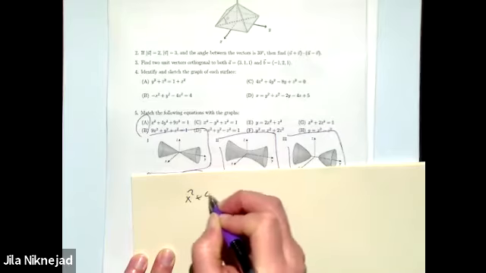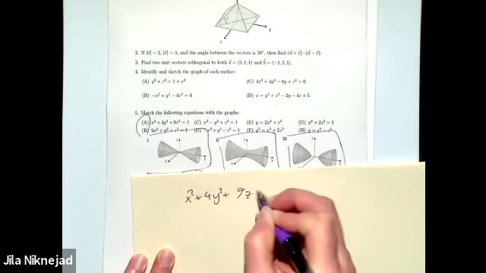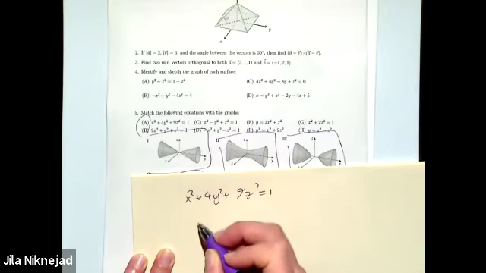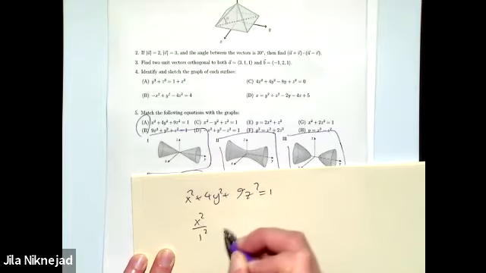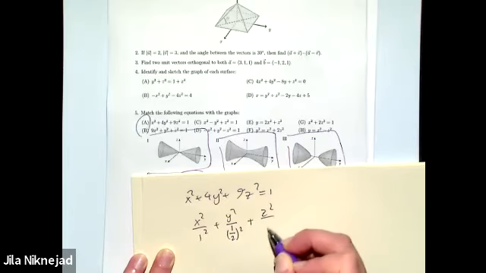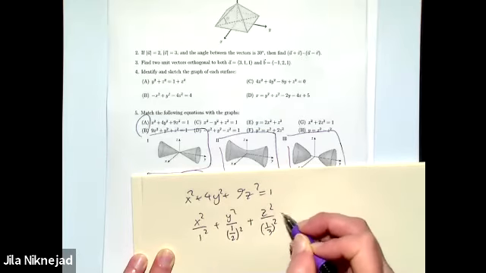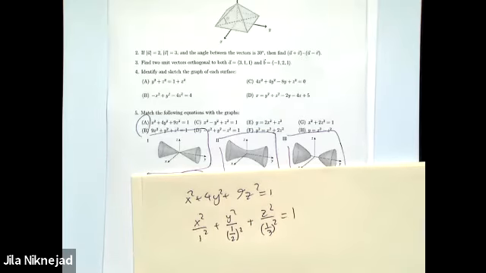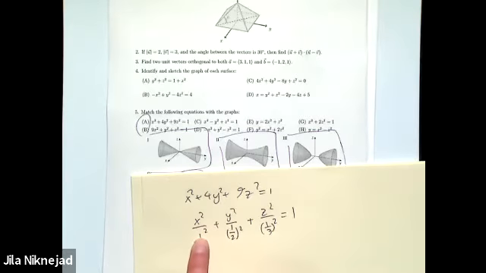X squared plus 4y squared plus 9z squared equal to 1. In that format, it is x squared over 1 squared plus y squared over (1/2) squared plus z squared over (1/3) squared equal to 1. So on the x-axis, you go the furthest, to 1. On the y-axis, you go to 1/2. On the z-axis, you go to 1/3. That's how the ellipsoid expands.